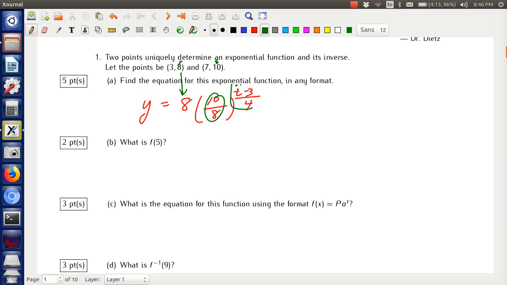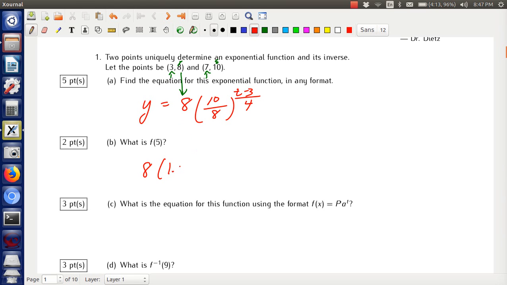And then this exponent here is a fraction, usually. It's t minus the starting value divided by the second time minus the first time. 7 minus 3 is 4. Okay, so that isn't a very useful format, but it's correct, and it gets you the 5 points. And it also gets you the next question, because all you have to do is evaluate this.